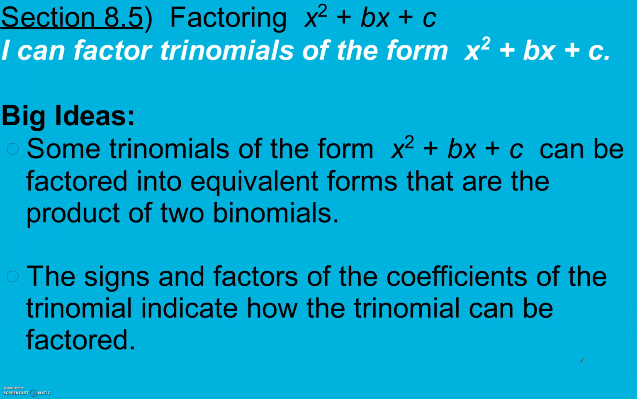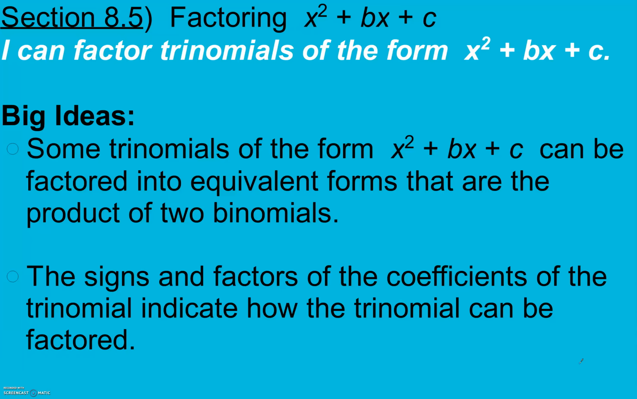Section 8.5 is factoring x squared plus bx plus c. I can factor trinomials of the form x squared plus bx plus c. So here, some trinomials of the form x squared plus bx plus c can be factored into equivalent forms that are the product of two binomials.